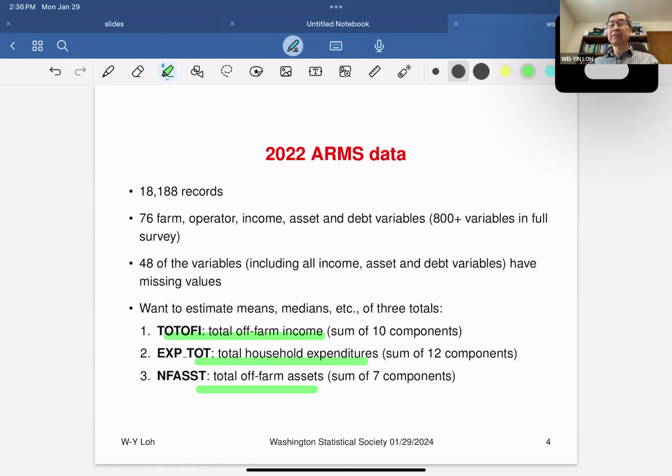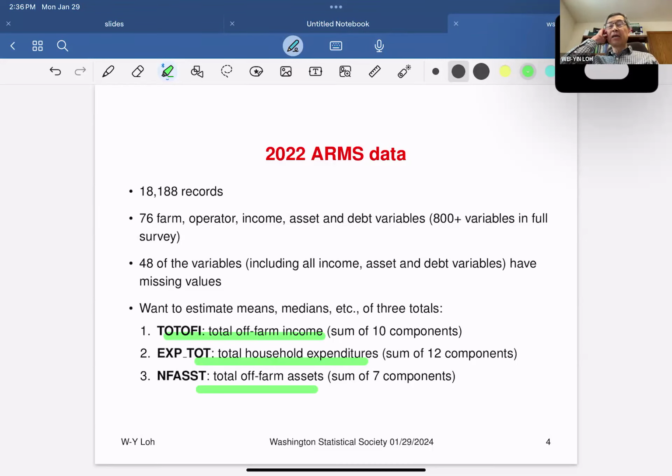So the totals were not collected from the survey. They're supposed to be calculated from the survey. But the problem is some of these components have missing values. Currently, the Economic Research Service, ERS, calculates the total if all the components are available. If one or more of the components is missing, they will not calculate the total. As a result, you get missing values in these totals. About 50% of the respondents do not have the totals because one or more of the components is missing.